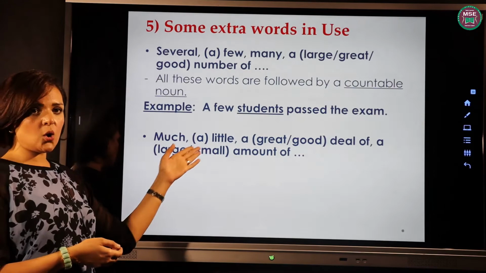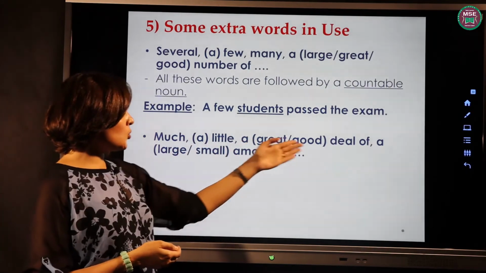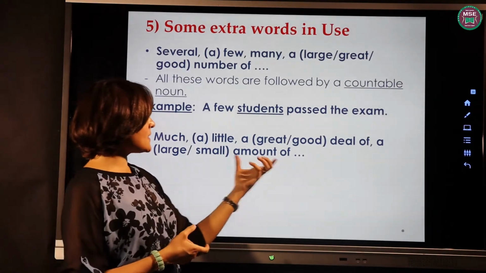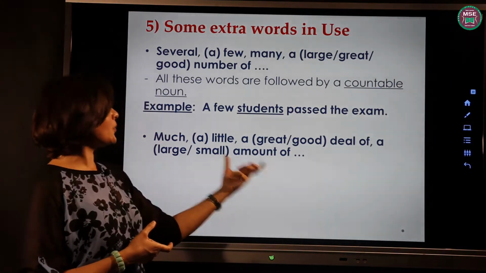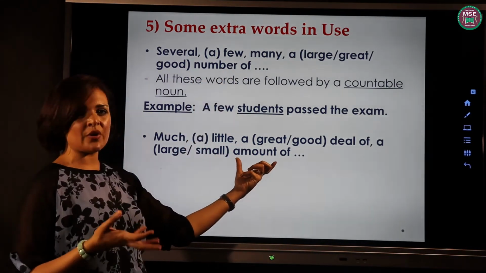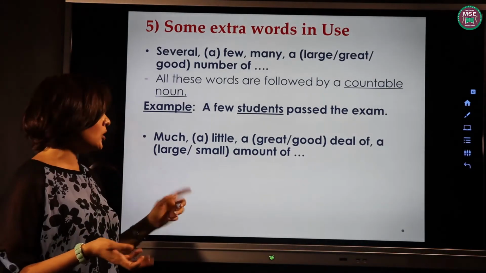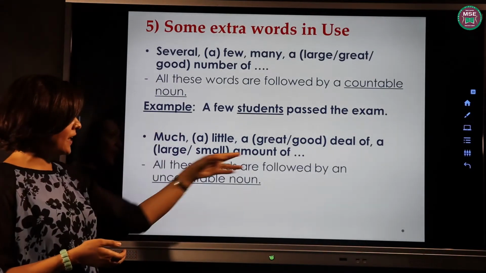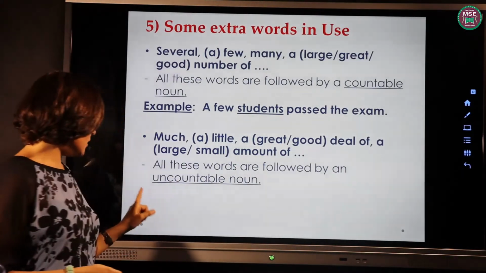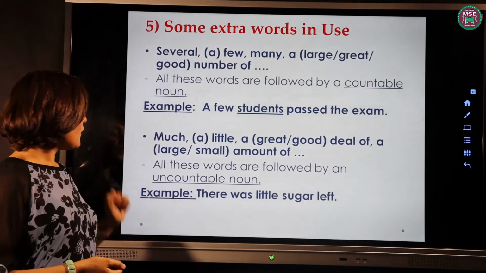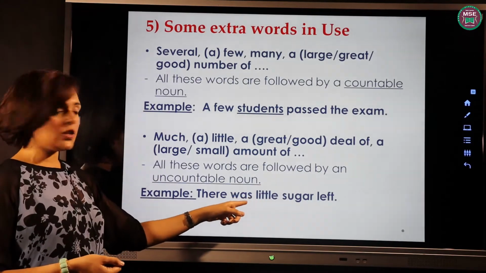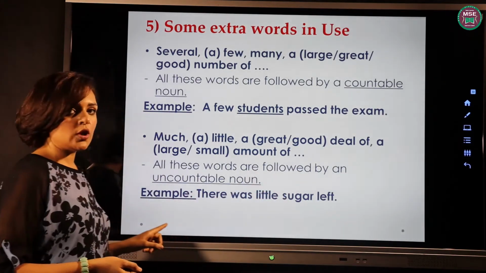Much, a little or little, a great or a good deal of, a large or a small amount of. When I say the word amount, it's different from the word number. Number I can count, but amount does not mention the number exactly. So it is an uncountable word, of course. So much, little, and amount are uncountable quantifier expressions. For example, there was little sugar left, and we mentioned before that little comes with the uncountable word sugar.